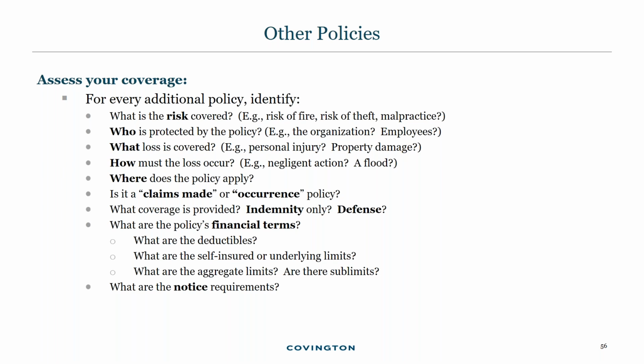So when you're looking at these other policies, you want to consider what loss is covered. Is it a personal injury, such as a bodily injury, somebody falling down, somebody getting hit by a baseball at a charity baseball game, or property damage? You have an event in a space and somebody breaks something in the bathroom, and the host of the space sues you for that damage. You want to understand how must the loss occur. Could it be through a negligent action of an employee, a contractor, a donor, somebody attending your event, or does it need to be some sort of natural external force like a flood?